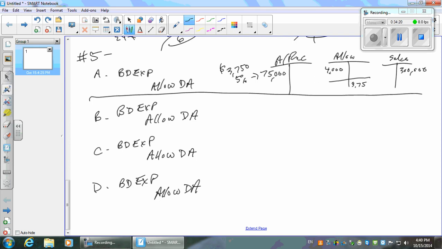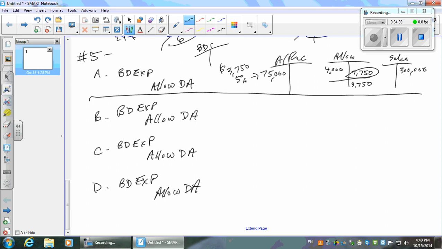How much must I credit allowance for doubtful accounts to make it 0? 4,000 to make it 0. But how much do I want to credit total? 7,750 to make the credit balance 3,750. So this needs to be 7,750 credit. And where's the debit going to go, everybody?